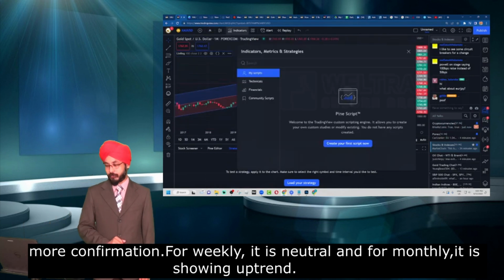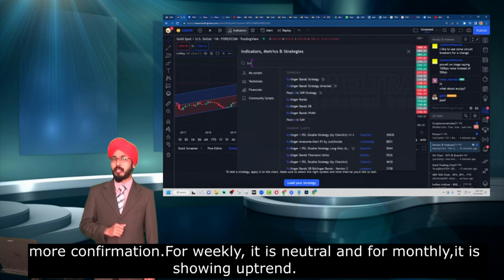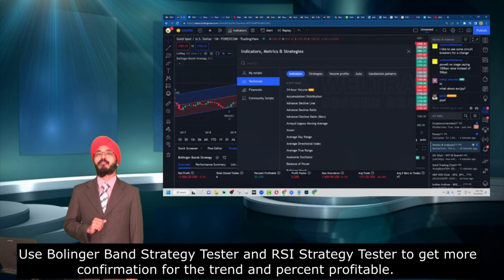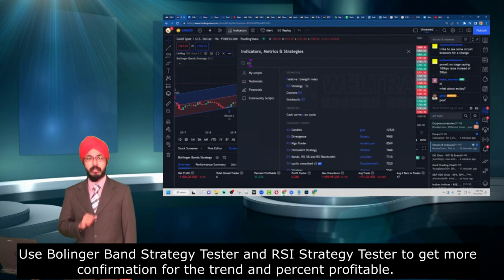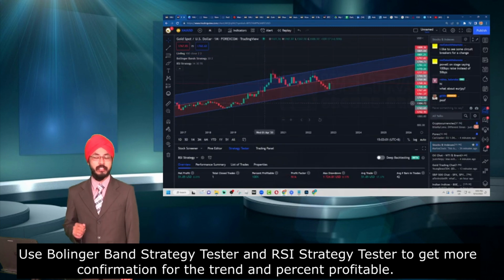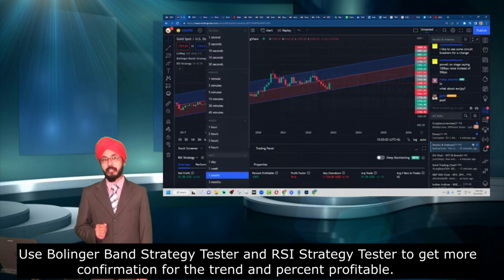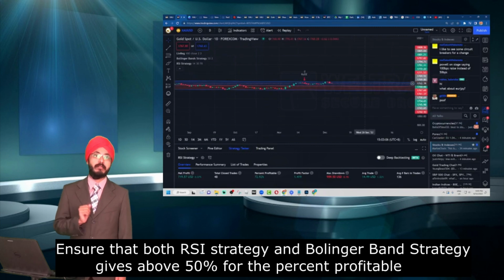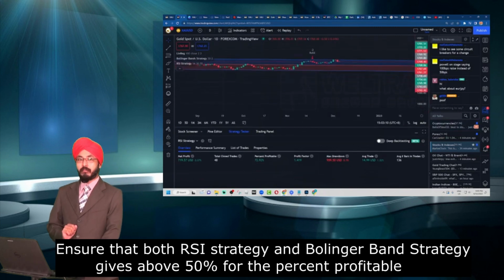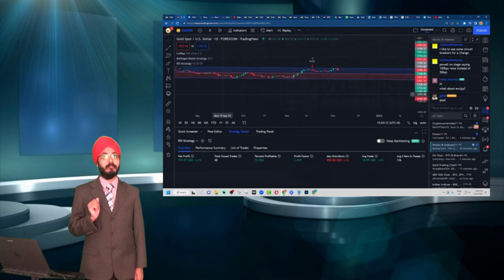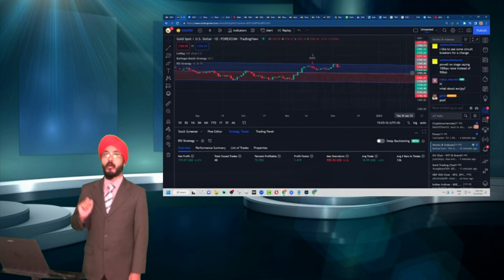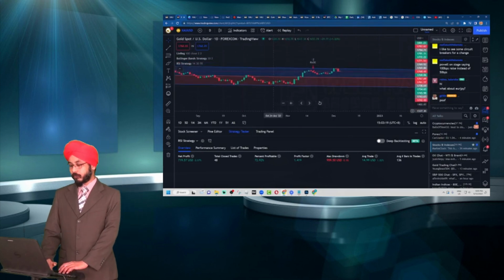We will have to use another tool, known as the RSI strategy tester, and also the Bollinger Band strategy tester. The most important thing about the strategy tester is to ensure that the RSI strategy tester and the Bollinger Band strategy tester have a percent profitable of about 50% and above. If it does not meet 50% and above, we would not be able to follow the trend on that particular time frame.